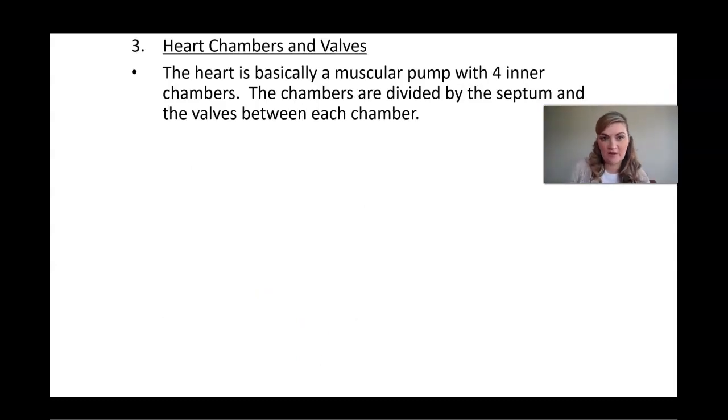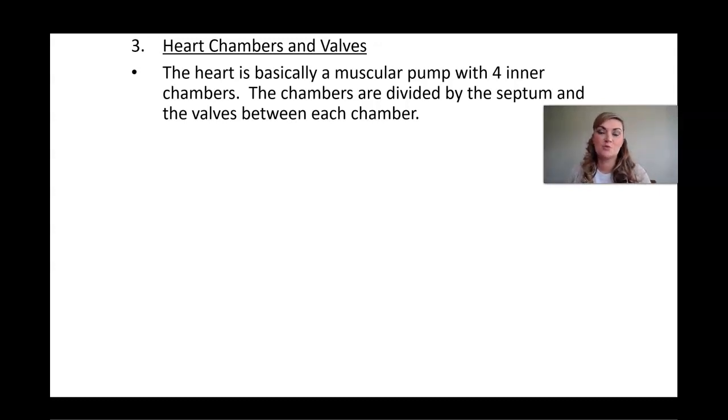Heart chambers and heart valves. With the heart, it's basically going to be a muscular pump. That pump's going to be responsible for pumping blood throughout the entire body and making sure that blood makes its way back to the heart in order to pick up oxygen and pump it through the body again. So within that heart, it consists of 4 chambers. You're going to have 2 atria and 2 ventricles.